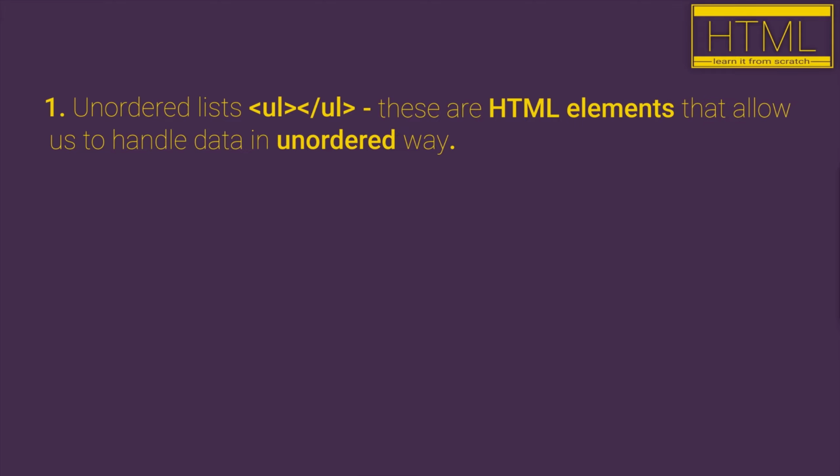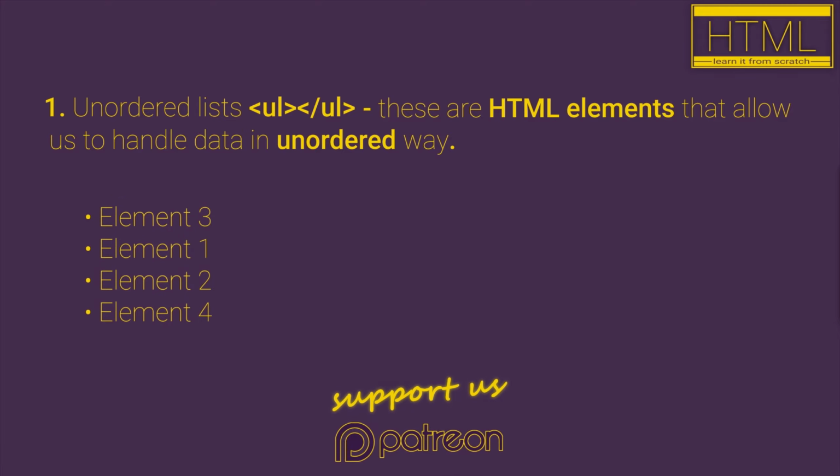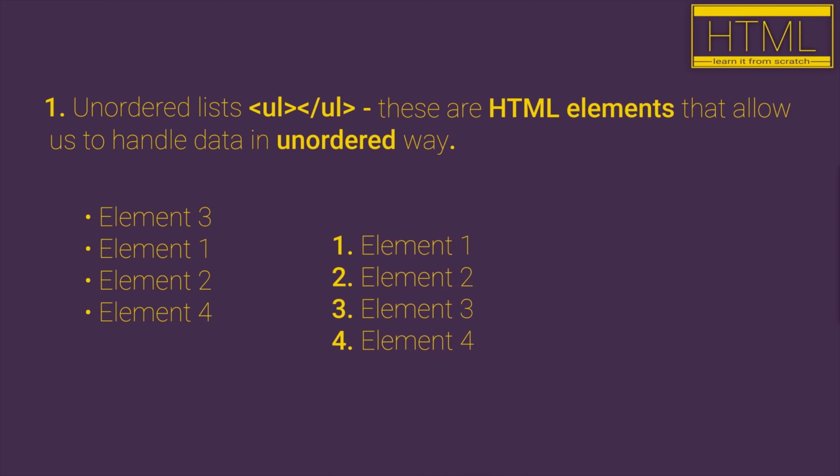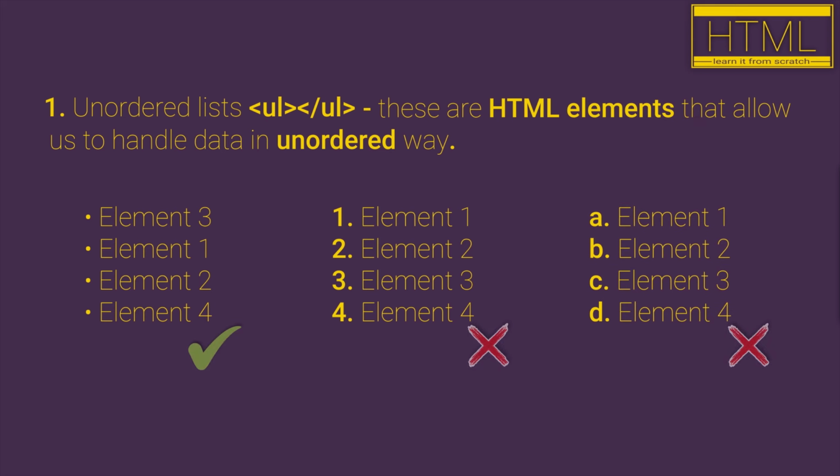Unordered lists are HTML elements that allow us to handle data in an unordered way. So basically, we can use unordered lists in cases where the order of our elements in the list is not important. So our elements will not be numerically or alphabetically ordered.